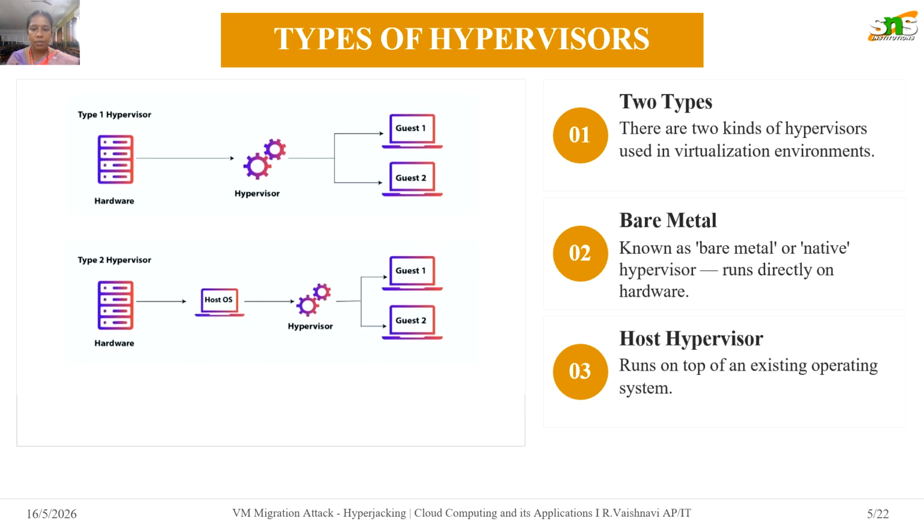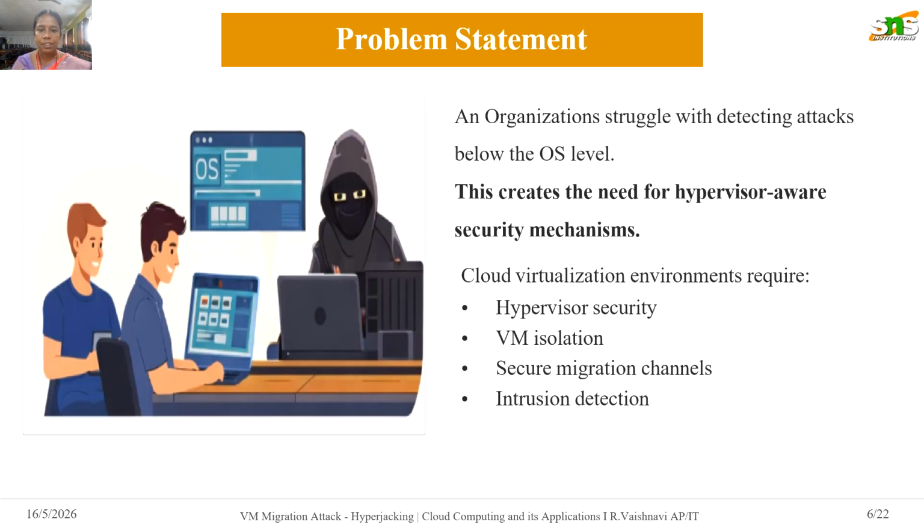Next one, types of hypervisor. Here we have the two main types of hypervisor, that is type 1 hypervisor and type 2 hypervisor. Type 1 is bare metal. It runs directly on the hardware. The second model is the hosted hypervisor. It runs on top of the existing systems.